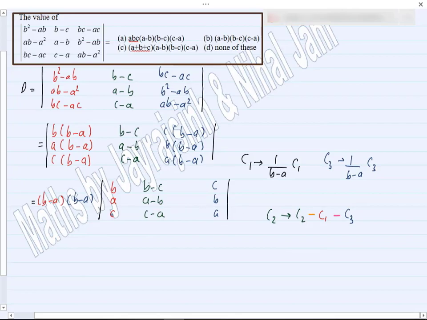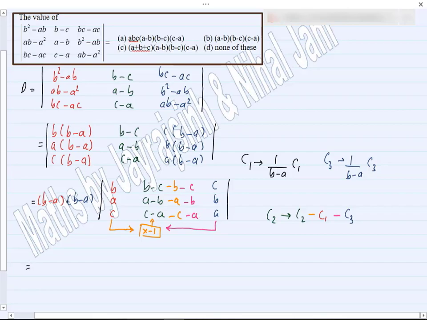So let's do this. You have to multiply minus 1 with the first column and add into the second column. So here we'll get minus B, minus A, and minus C. Same thing you have to do with the third column. We have to multiply minus 1 and add into the second column. So here we'll get minus C, minus B, and minus A.